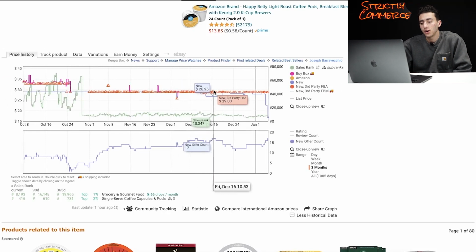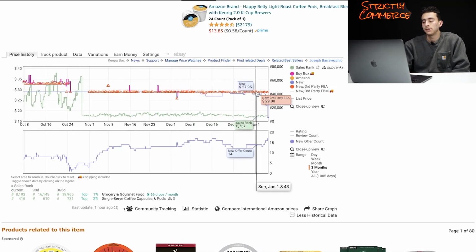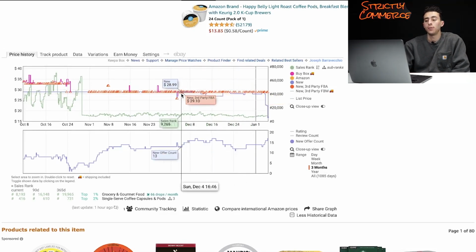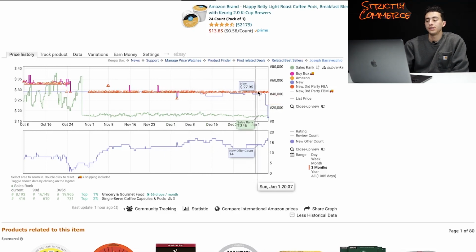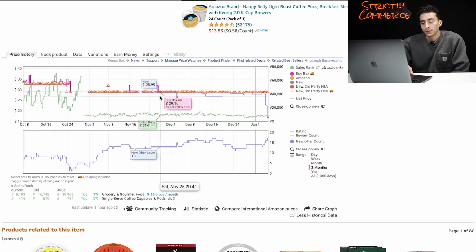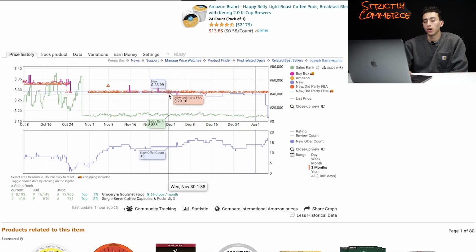Now what we're looking at here up top, where my cursor is, is the list price that is available right now. So all of these are just different FBA offers that are listed at around $29, $28.95, etc. These are all different sellers. None of them are getting the buy box currently, although some were getting it a couple days ago or around a month ago.